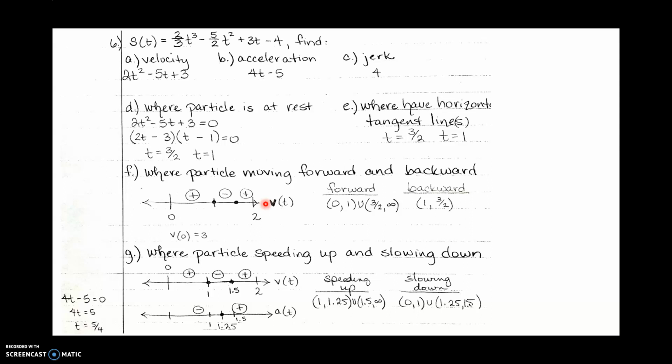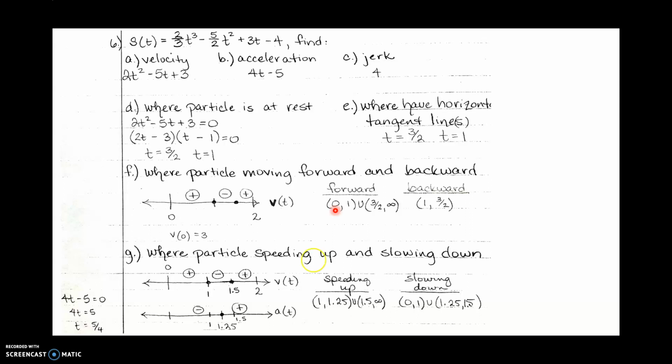So again, moving forward, anywhere that it was positive. So from 0 to 1, it was moving forward because it was positive. And from 3/2 on to infinity. All right, then this little piece in here was from 1 to 1.5 or 1 to 3/2. That's where it was negative, so that's where it was moving backwards. Because this was a particle and they told us that time was positive, that's why we started at 0 instead of negative infinity. All right, then we want to know where the particle is speeding up and slowing down.